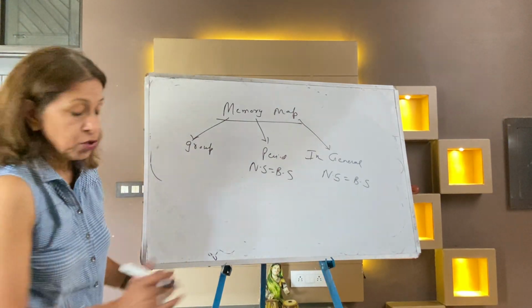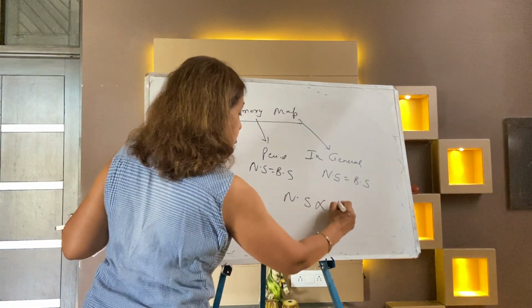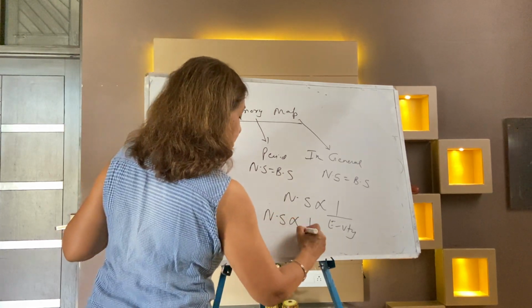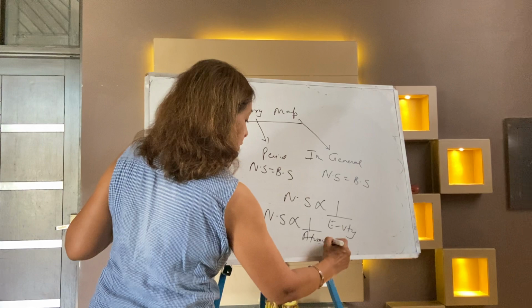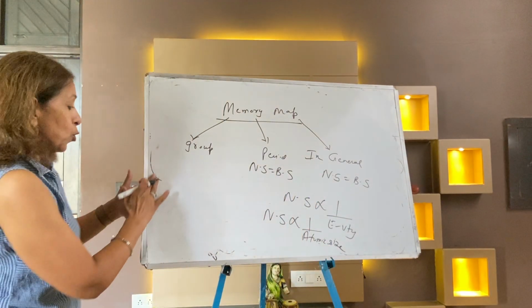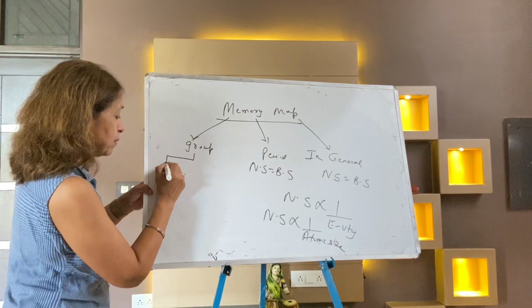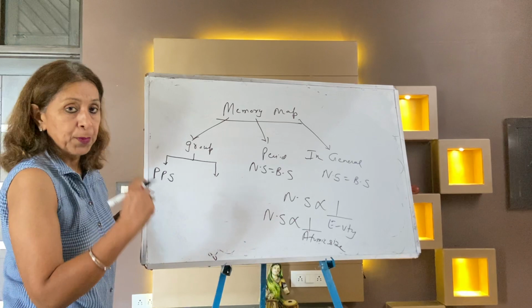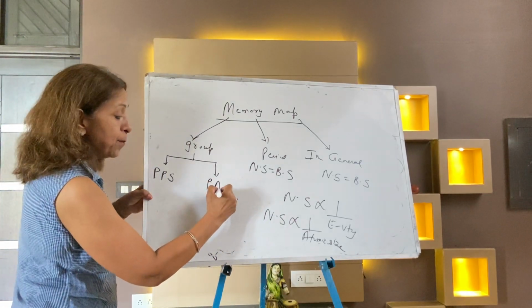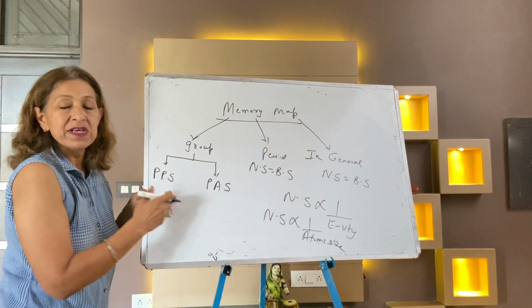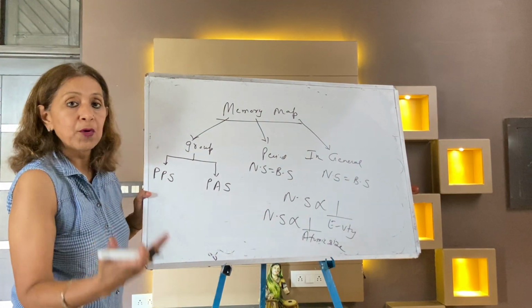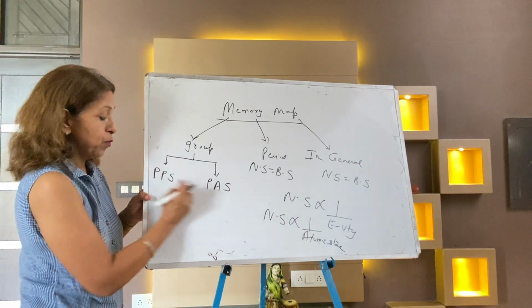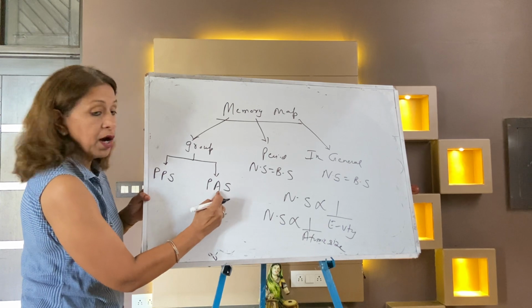And after that you write, nucleophilic strength is always inversely proportional to electronegativity. Nucleophilic strength is inversely proportional to atomic size. Right. But in a group, there are two mediums: polar protic solvent and polar aprotic solvent. Polar protic means water, ethanol. Polar aprotic means DMSO, acetone, etcetera. It's a polar protic solvent and a polar aprotic solvent.